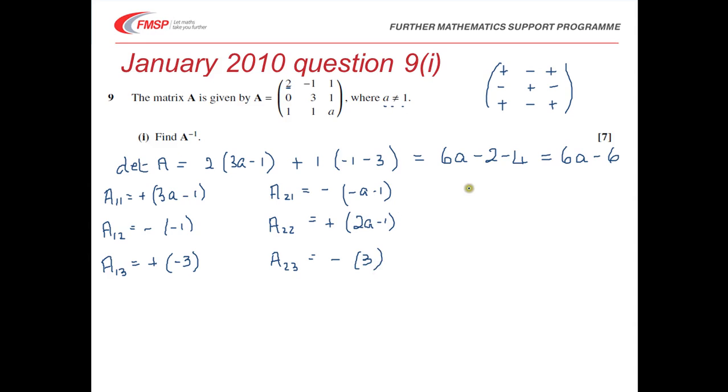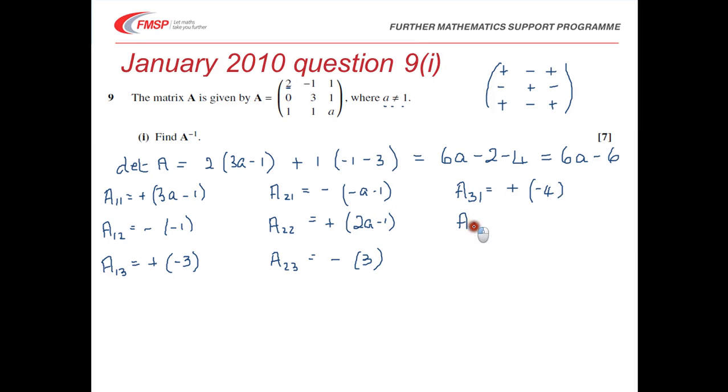And then we'll do the same thing for the third row. So A3,1: we're crossing out that third row and the first column, so it's going to be positive, because we're going back to the matrix of signs up here, so it's going to be minus 1 minus another 3, which is minus 4.